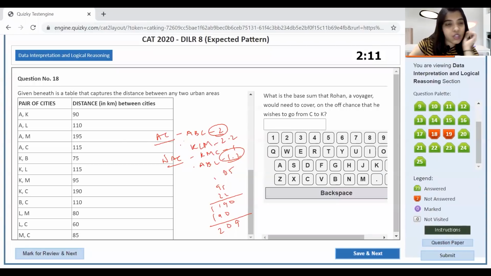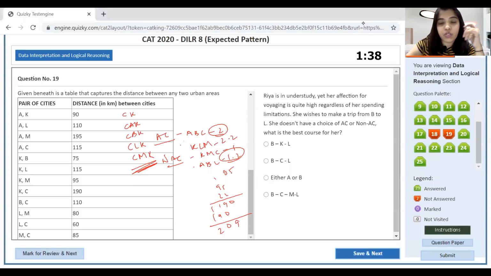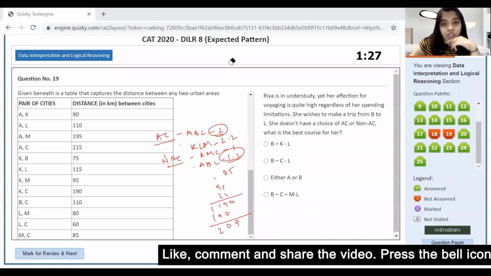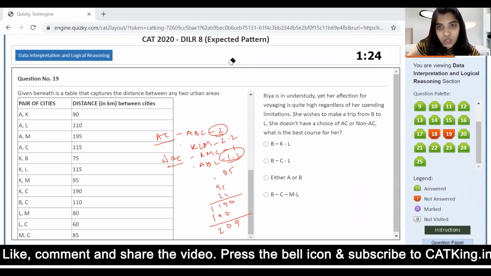C to K. Let's see what the possible chances are. C to K. There's a lot of options, guys. We just have 1 minute remaining. I don't think we'll be able to do this. Let's just try this one since this is a hit and try possibility. No choice of AC and non-AC. What is the best possible way?